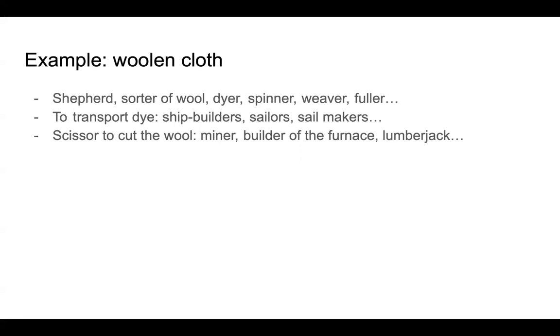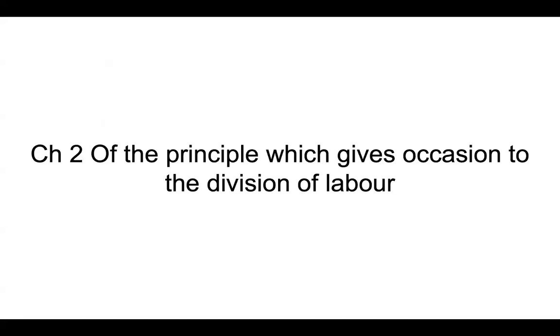And to make the scissors, you need miners to dig out the metal ores. And then you need a furnace to melt the ore and then, I guess, extract the iron. So you need a builder of the furnace, a lumberjack to cut the wood to be burned in the furnace, and so on and so forth. Not simple, right? Okay, so that concludes the first chapter.